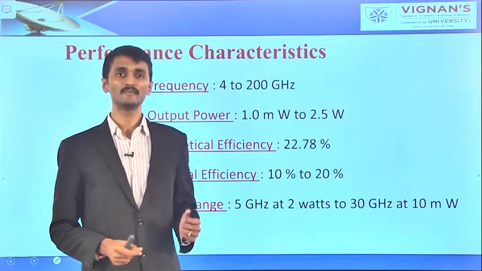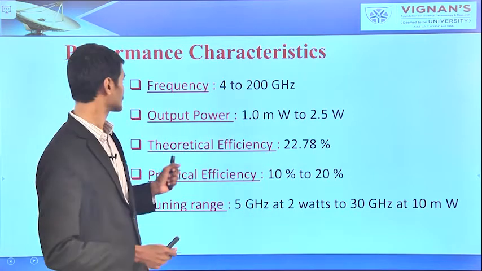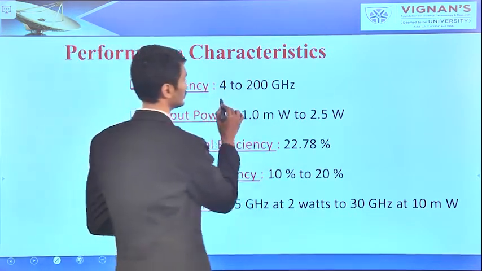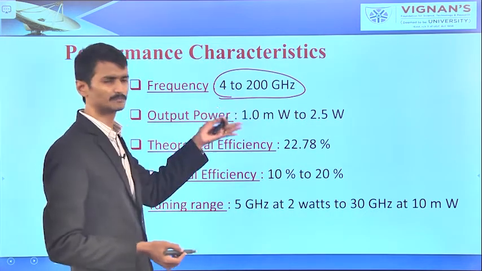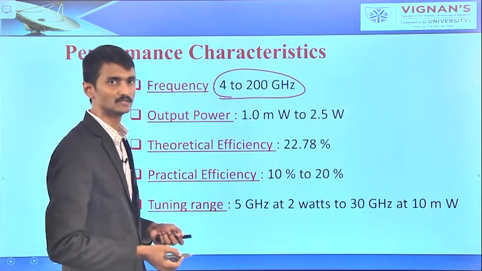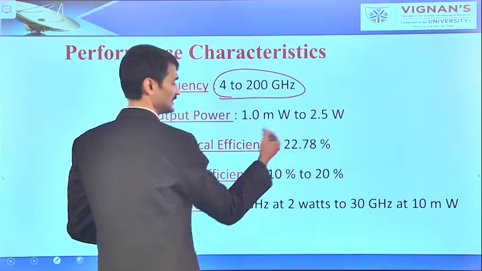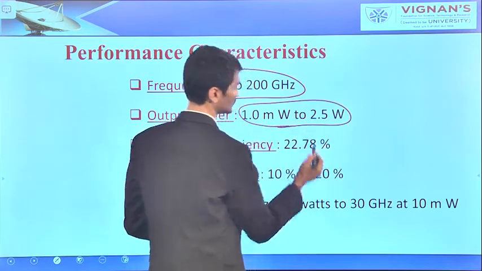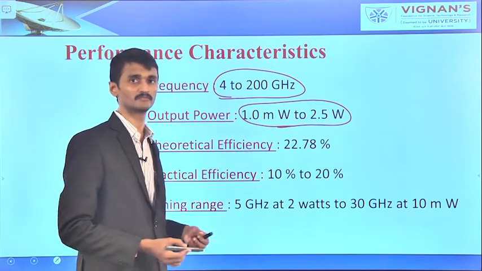Now coming to the performance characteristics. The performance characteristics of this reflex Klystron oscillator are: frequency is from 4 to 200 GHz only, maximum up to 25 only it can be preferable, and output power is less, that is 1 milliwatt to 2.5 watts, that already I mentioned, less than 2 watts only it can be preferable.